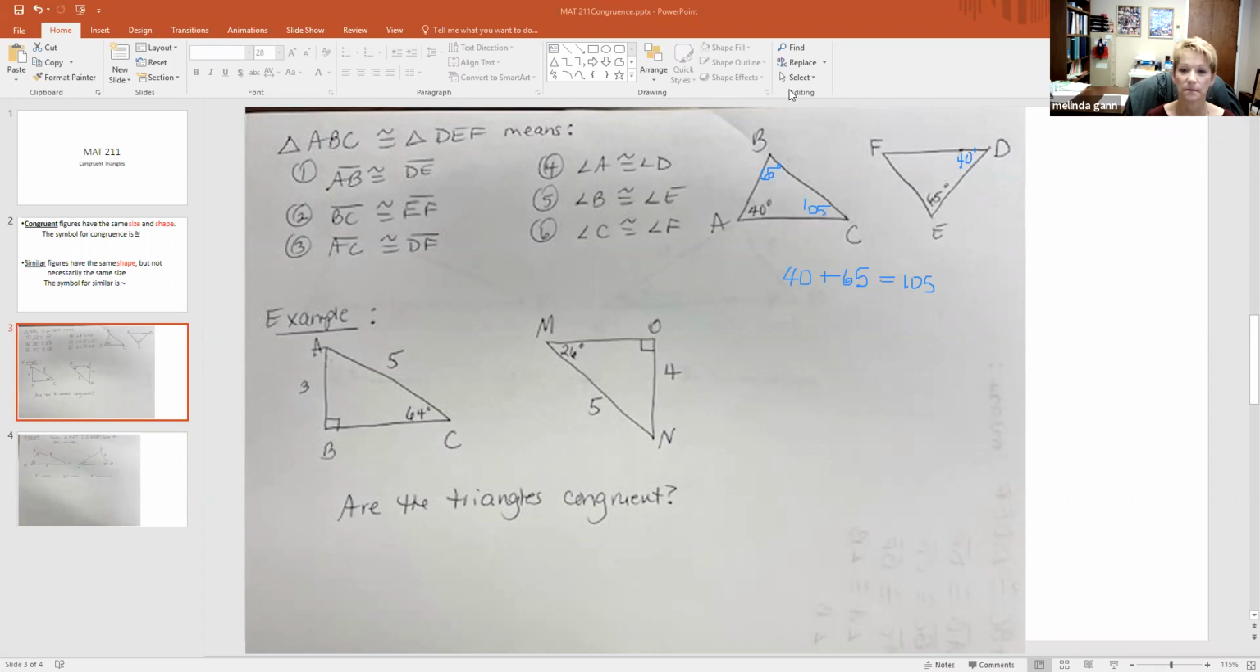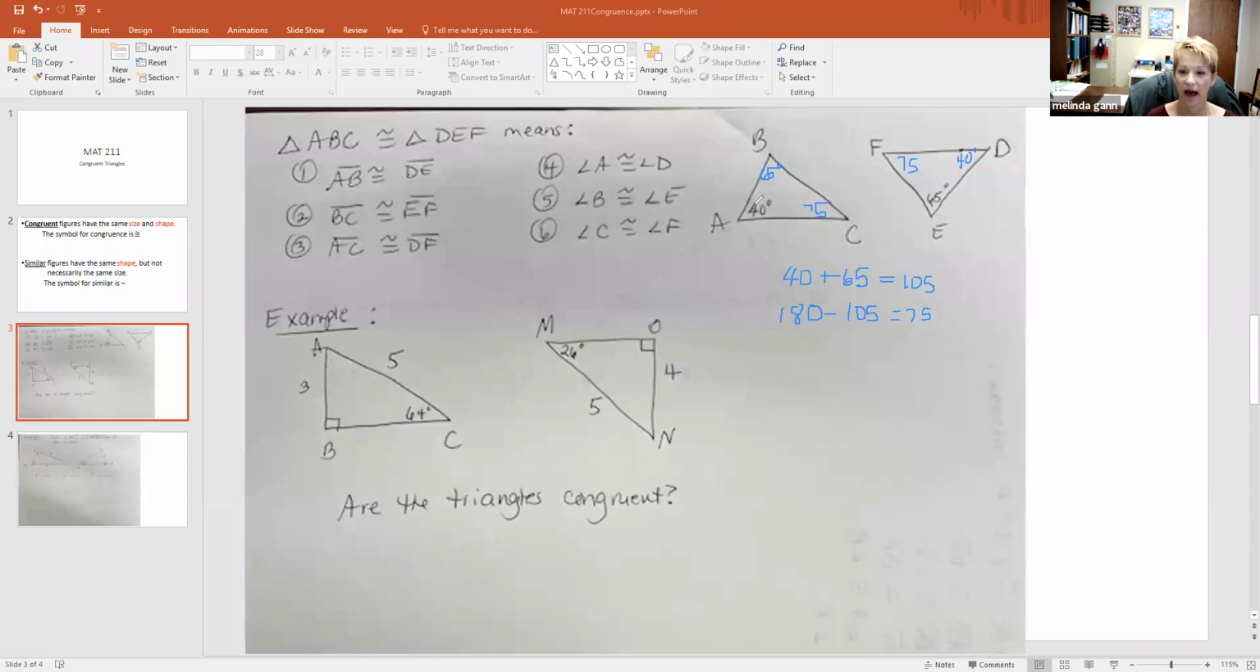Let me fix this. All right, let me erase this. See, I wasn't paying any attention. 105 is the sum of those two, so how would I figure out the angle that's missing? Remember, I've got to subtract from 180. So that's what happens when you're not paying attention. So 180 minus 105 is going to give me 75. So I've got 75 here, and I've got, again, 75 over here.